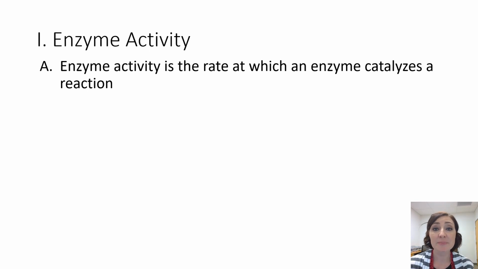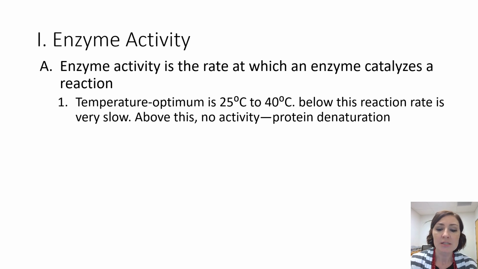Okay, so enzyme activity is defined as the rate at which an enzyme catalyzes a reaction. So we know that when you have an enzyme present, it's a catalyst, it's going to speed up the reaction by lowering the activation energy. But we can also look at how fast or how slow that enzyme is able to catalyze the reaction as well, and that's the enzyme activity. So there are a couple different situations that we can look at in terms of enzymes.